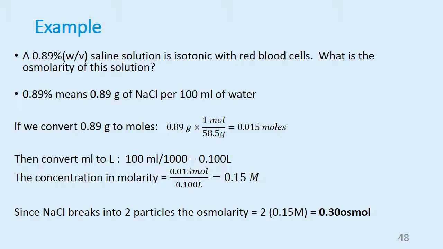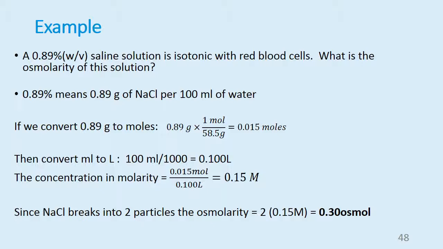So molarity, remember, is moles divided by liters. So I'm going to convert 0.89 grams of NaCl to moles. Of course 0.89% means that there's 0.89 grams in every 100 mL. If we convert 0.89 grams to moles by dividing by the molecular weight, we get 0.015 moles. Then we convert 100 milliliters to liters, which is the unit we need for molarity, and that's 0.1 liter. So we take moles divided by liters to give us 0.15 molar.